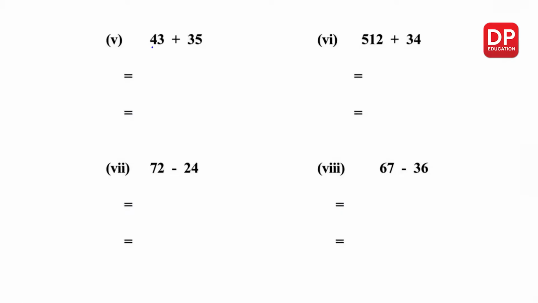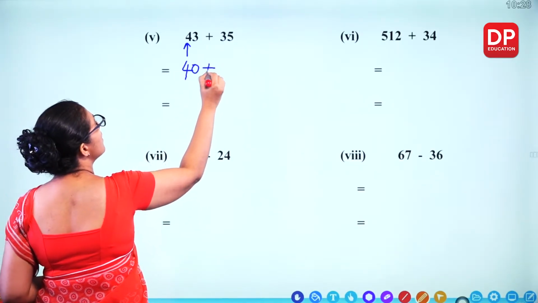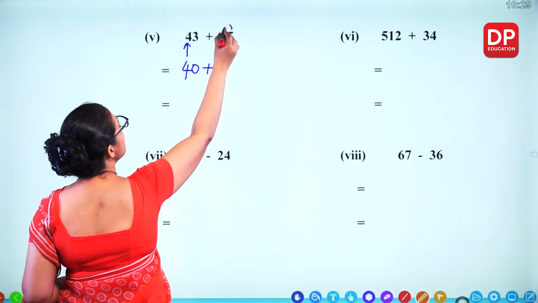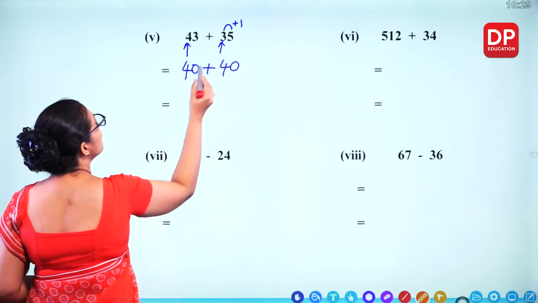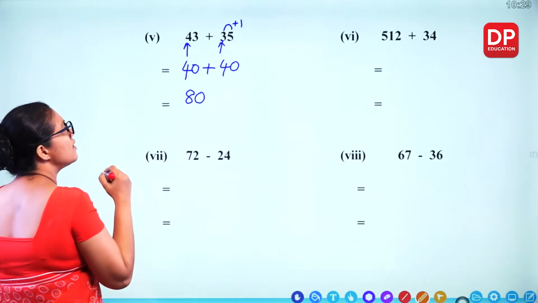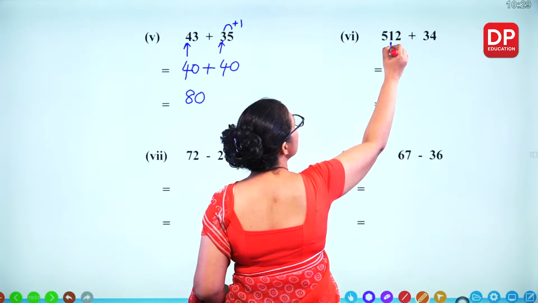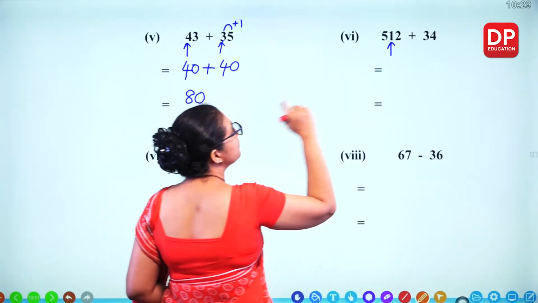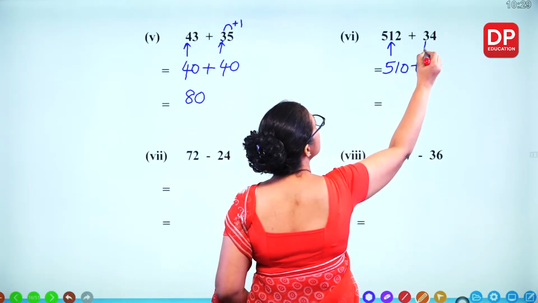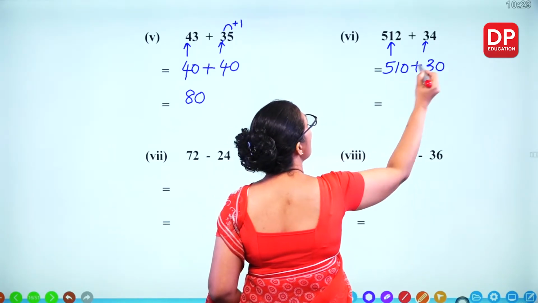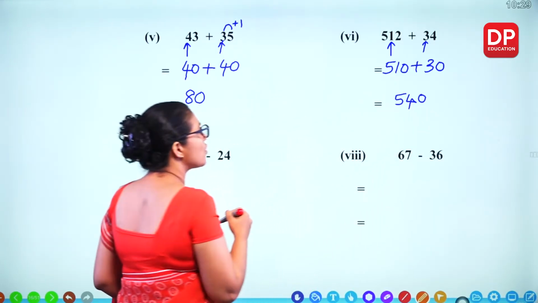43, when you round it to the nearest 10, this becomes 40. We are not adding 1. 35, we take the highest one, that's 40. 40 and 40, you get 80. This one, you need to round correct to the nearest 10. This is 510 plus this one, 30. We are not adding. So you get 540.